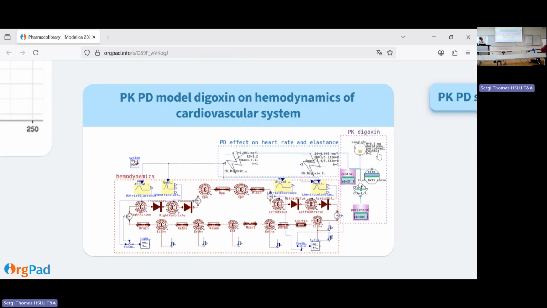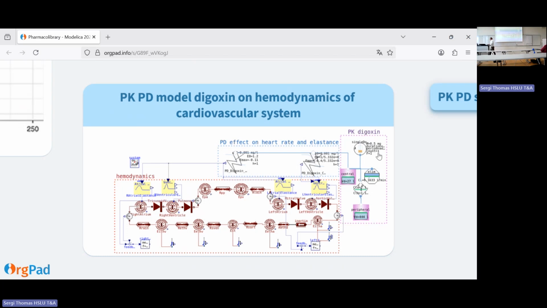Here is also an example of the pharmacodynamics of the hemodynamics of the cardiovascular system, and pharmacodynamics of digoxin. It is a drug that is used, for example, for atrial fibrillation or other cardiac diseases. So here the hemodynamics is modeled in Pharmacolibrary, and you have the pharmacokinetics of digoxin and two effects. One effect affects the compliance of the heart, and the second one affects the heart rate.